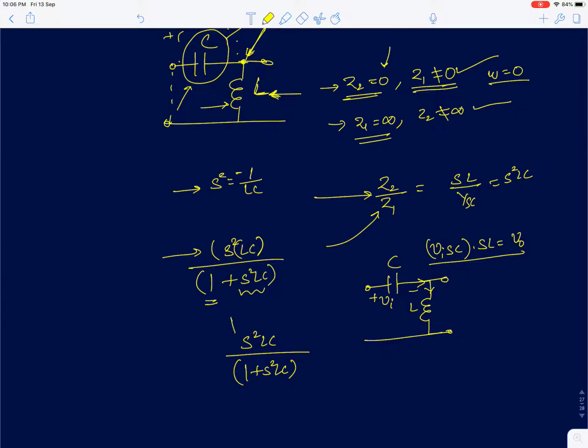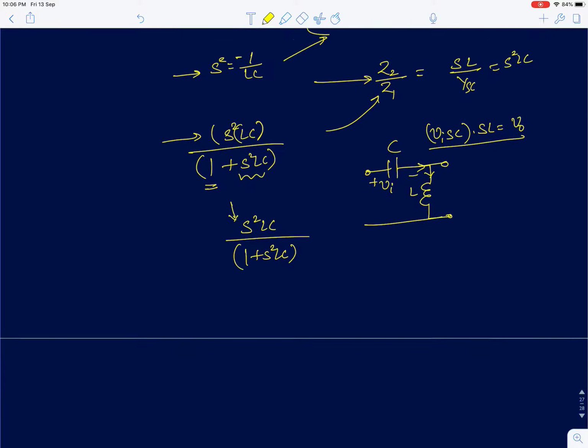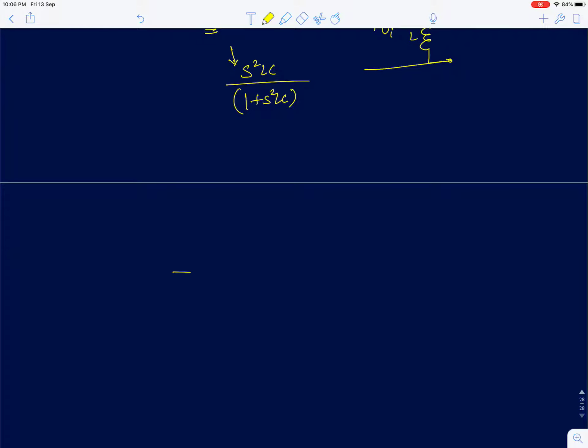So we actually saw that there are two zeros at s equal to 0. Both these conditions were satisfied at the same frequency. That should give a hint that there should be more than one zero in the system. So then we'll analyze more complicated circuits.